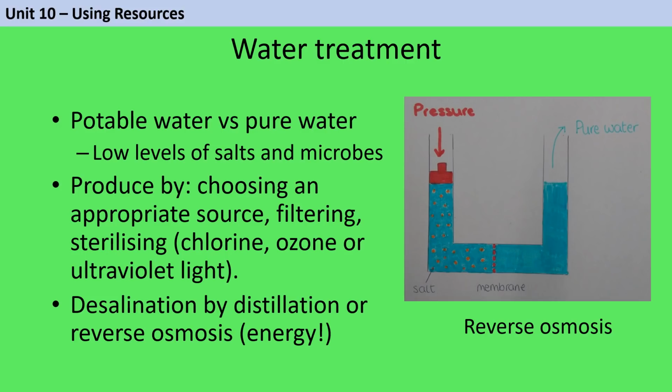In order to make potable water or drinking water from rivers and lakes, we start by choosing an appropriate source, then filtering it to remove solid matter and sterilising it using chlorine, ozone or ultraviolet light.